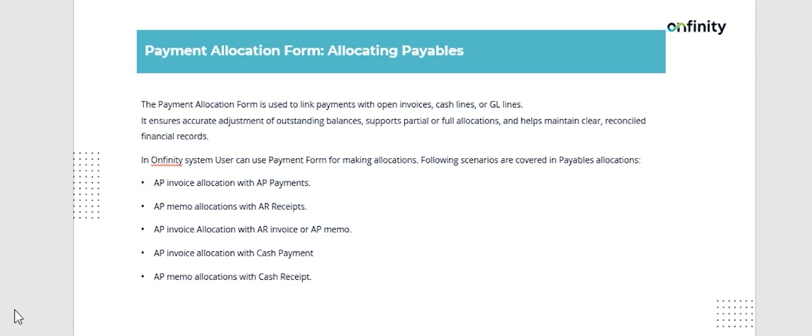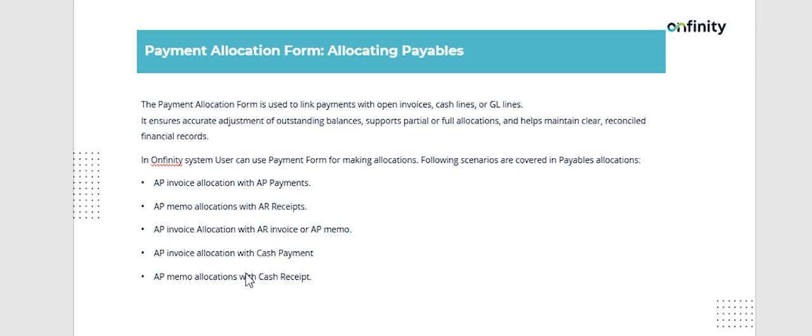Users apply the payment allocation form for various business scenarios, which are listed here. We will explain each scenario one by one in the Onfinity system. The first scenario is AP invoice allocation with an AP payment. When an AP invoice is created and a payment is made against that invoice, the allocation is automatically created during payment completion because the invoice reference is available.